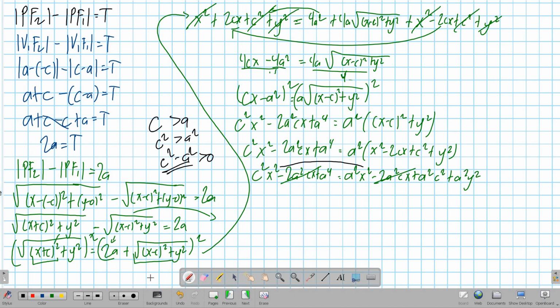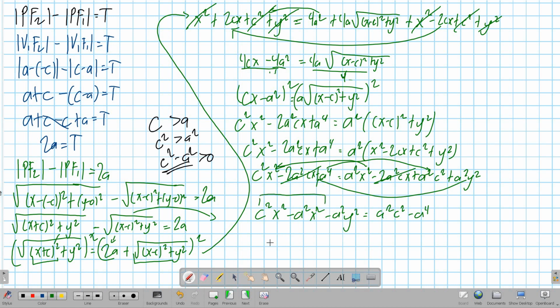Let's change it to green. And since x squared is on the left side, y squared should also be on the left side. A to the fourth will be transposed to the right side. Therefore, I'm going to have c squared x squared minus a squared x squared minus a squared y squared is equal to a squared c squared minus a to the fourth.